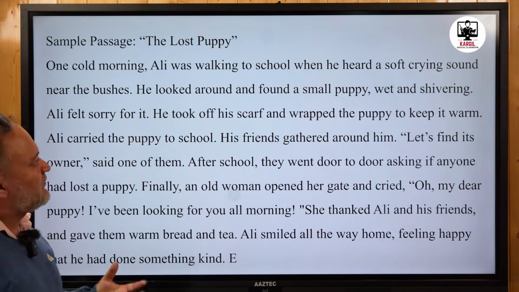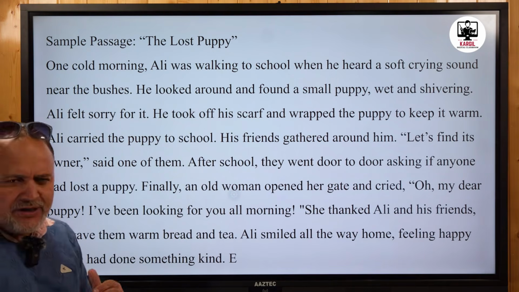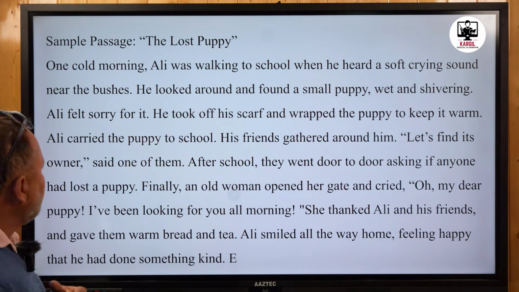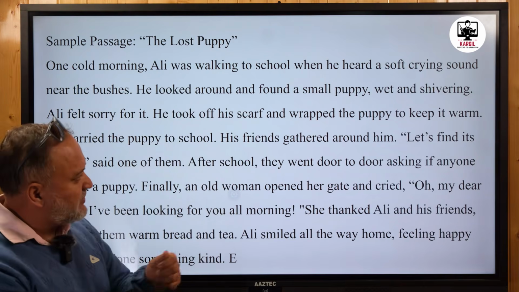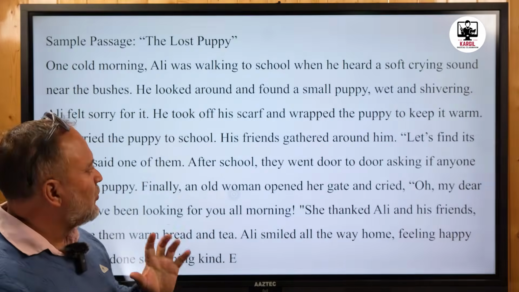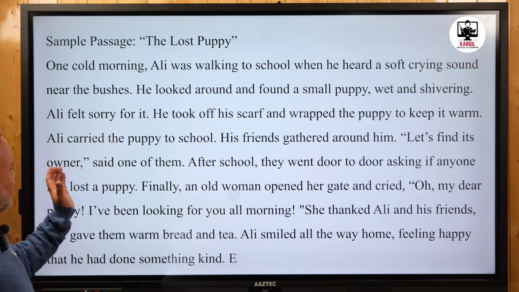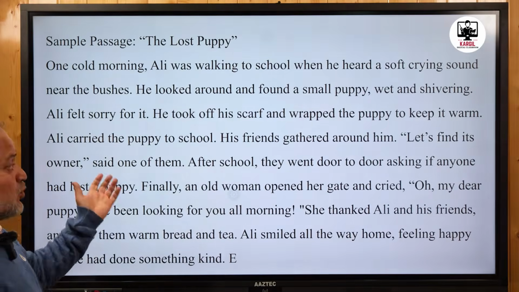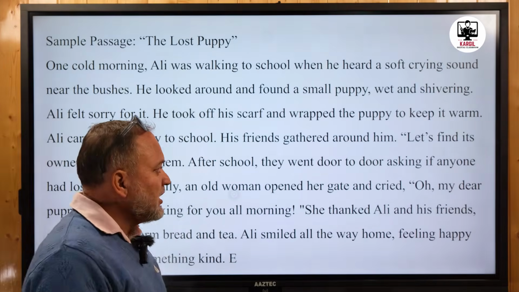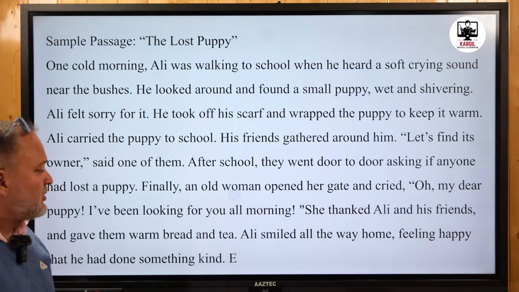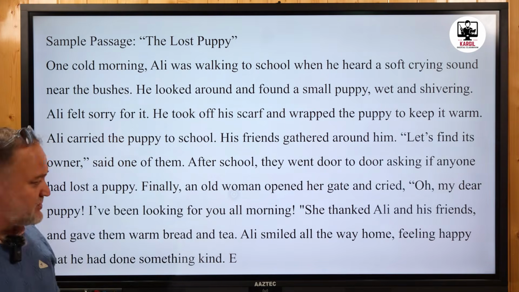He looked around and found a small puppy, wet and shivering. Ali felt sorry for it. He took off his scarf and wrapped the puppy to keep him warm. Ali carried the puppy into school. His friends gathered around him. "Let's find its owner," said other students.